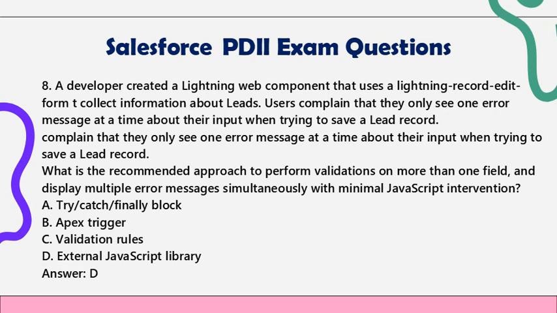A. Try, catch, finally block. B. Apex trigger. C. Validation rules. D. External JavaScript library. Answer: D.